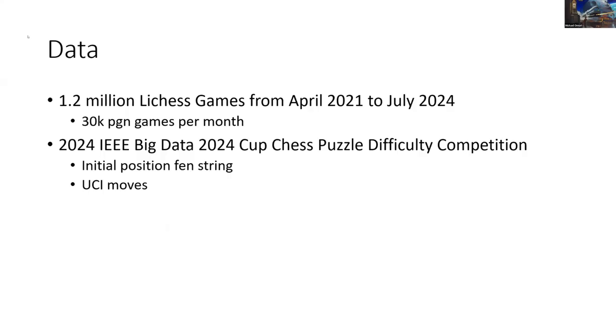So the data I took from the open source Lichess, from April 2021 to July 2024. I didn't take from March just because there was a database fire, I guess, so that messed up some of the results. I took 30,000 games per month, randomly, so it was 1.2 million games. And similar to the last talk, I also split it into training, validation, and test. I also tested on a puzzle difficulty competition, which was a little different.